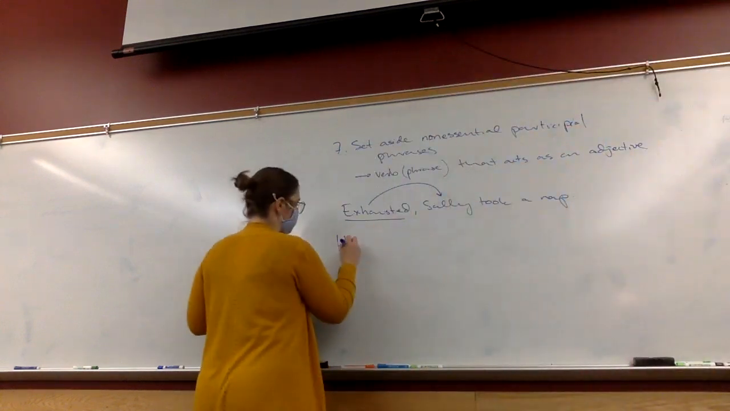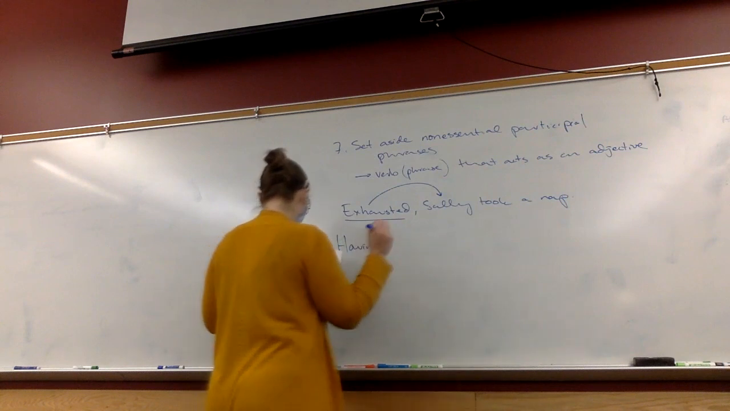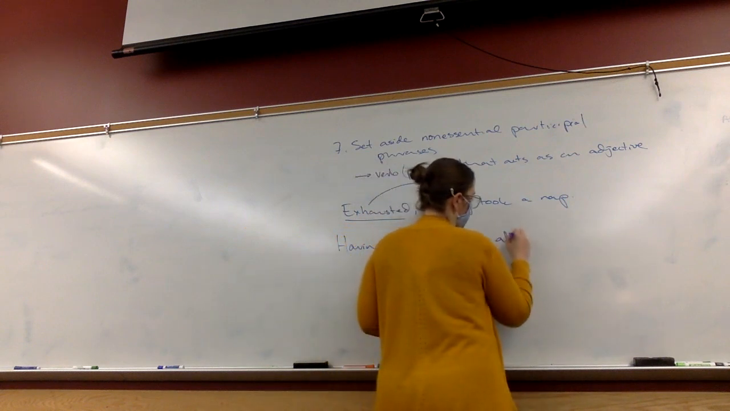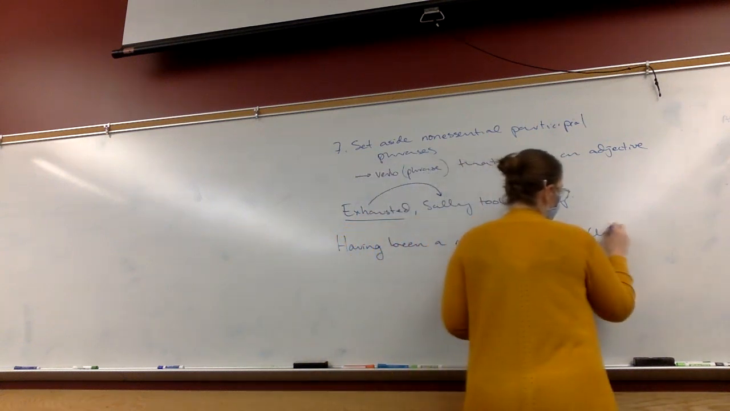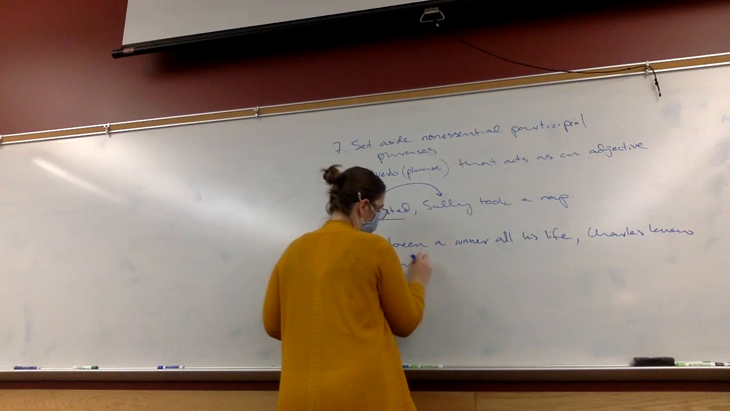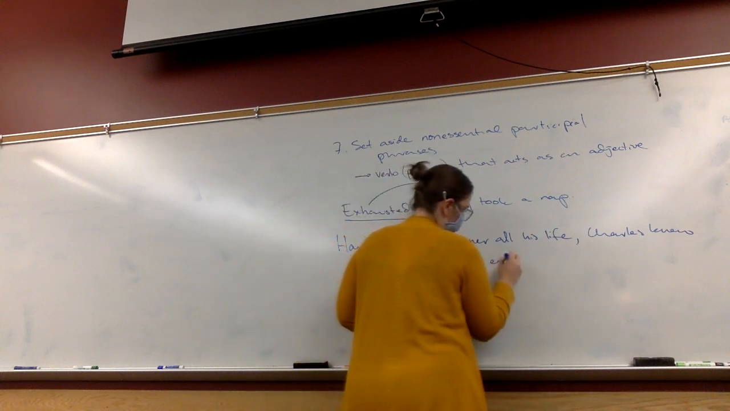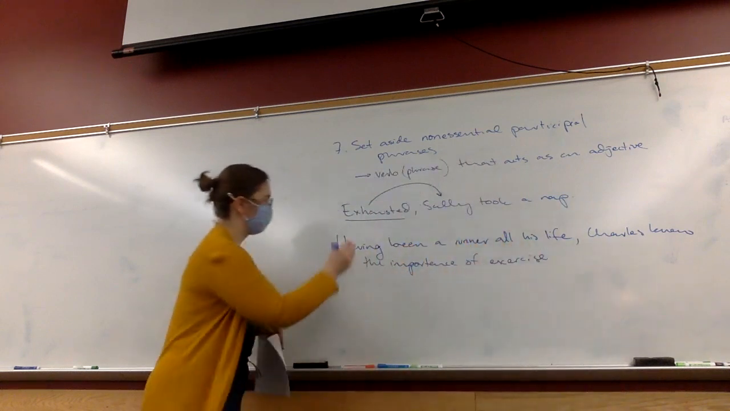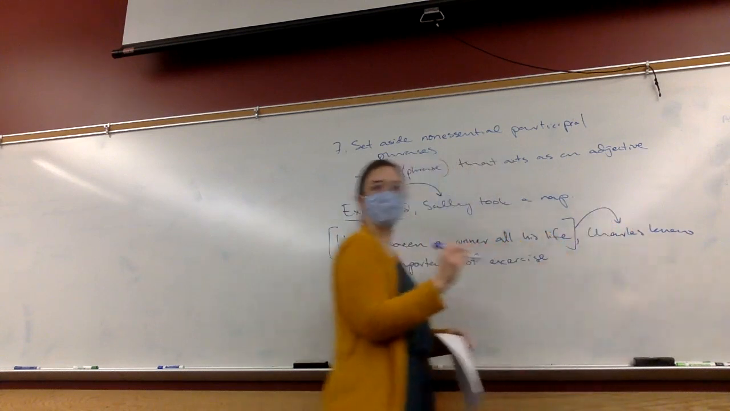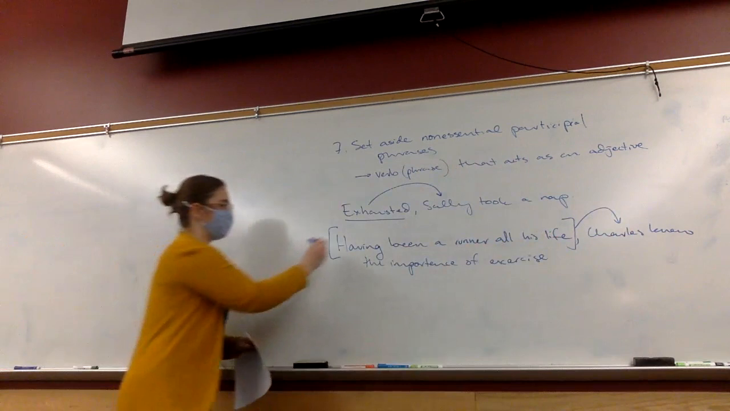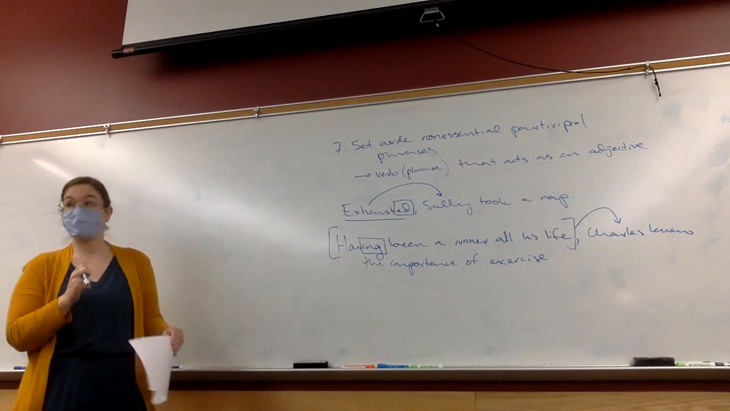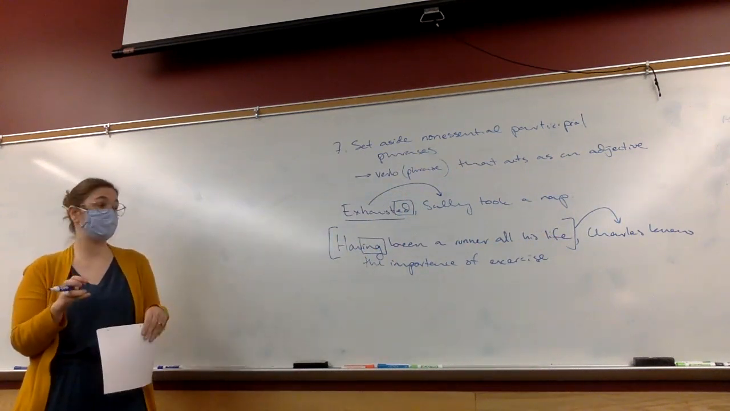So another one might be like: having been a runner all his life, Charles knew the importance of exercise. So this, having been a runner his whole life, is a verb phrase, but in this case it is describing Charles, and so we know that it's a participial phrase. And again, the way that we can find participial phrases is if they end in ed or ing, and they're describing something in the subject line.